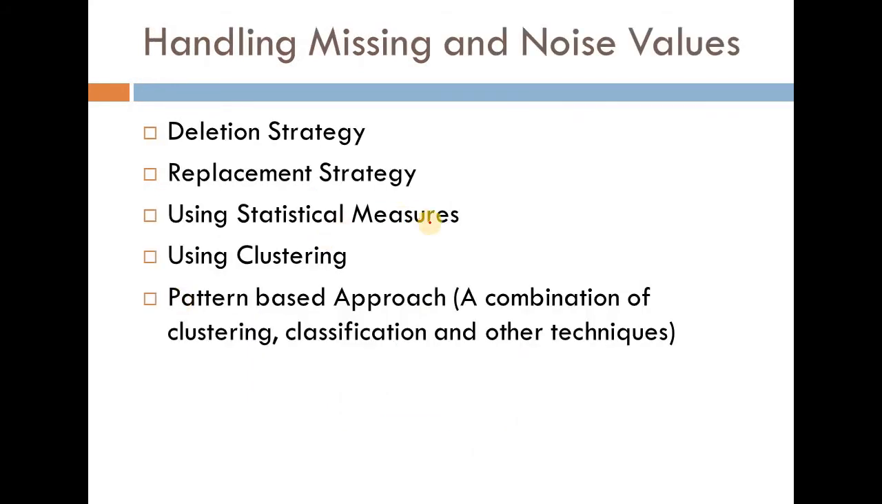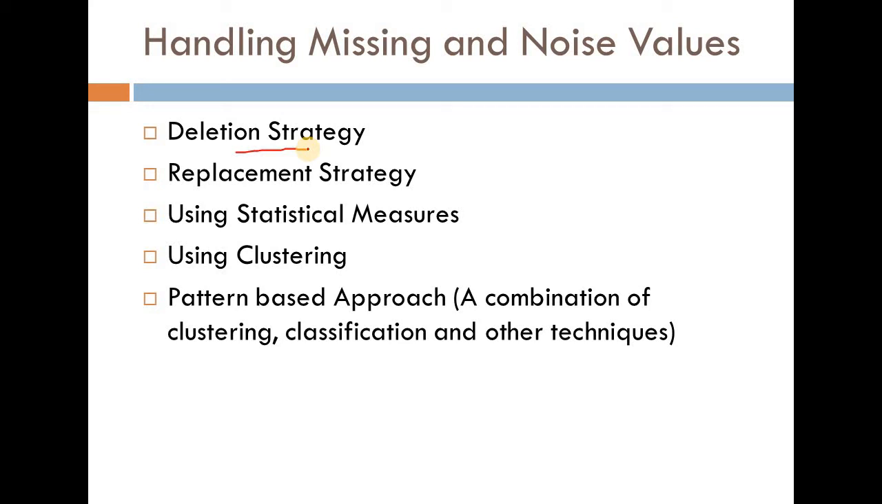These 5 different strategies can be used for handling missing and noise values. The first one is the easiest of the lot, that is the deletion strategy. With this strategy, we remove the rows or the columns that are causing the trouble.